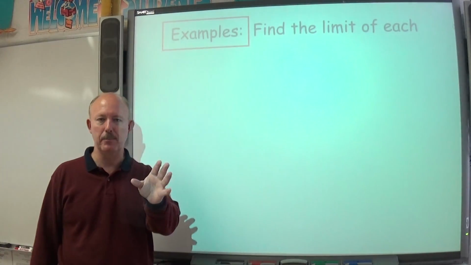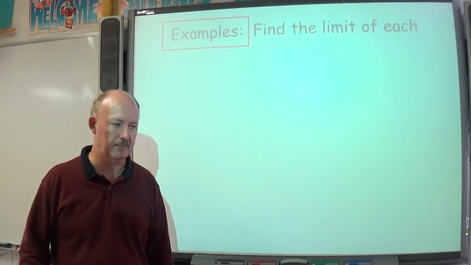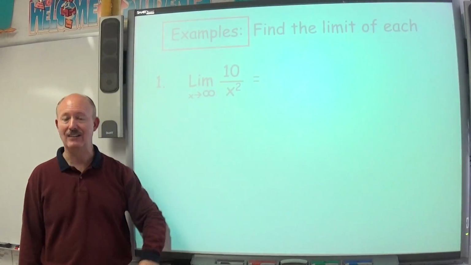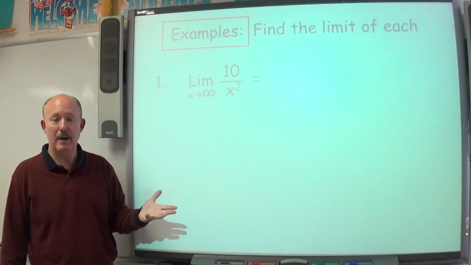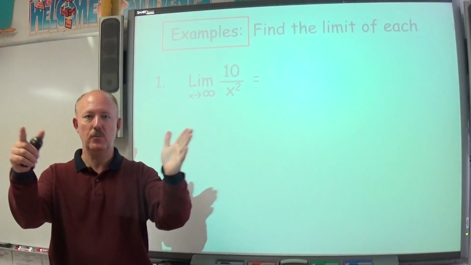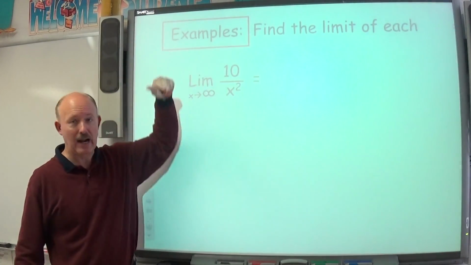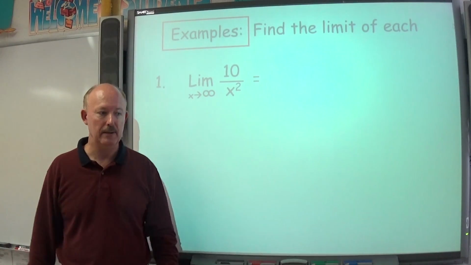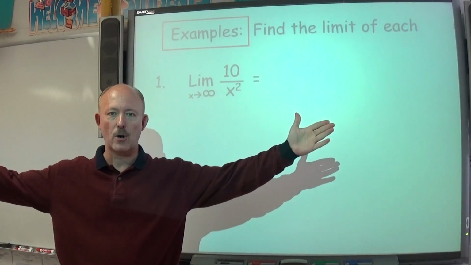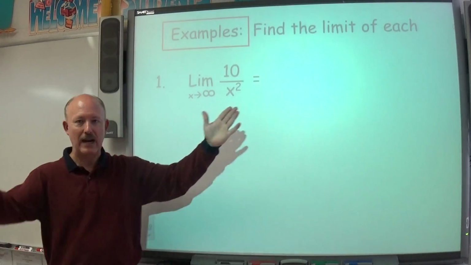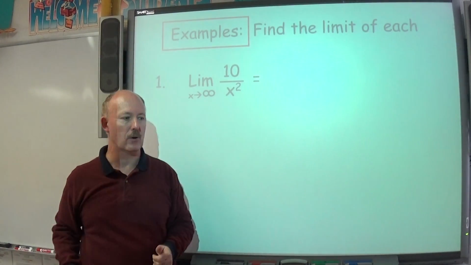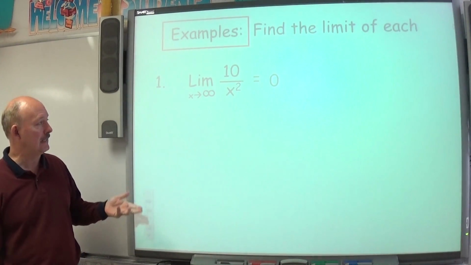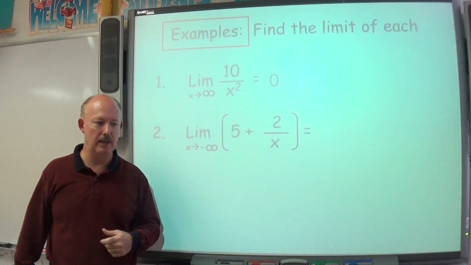Some of the more complicated examples we're going to save for the next video. But look at this first little example. What about the limit as x approaches infinity of 10 over x squared? Think about it. The bottom of the fraction is increasing without bound. The top of the fraction is not increasing. As x approaches infinity, 10 is still 10. But the bottom of the fraction is getting larger and larger. It's increasing without bound. That means the fraction itself is getting smaller and smaller. So 0. Remember our theorem. So 0 as x approaches infinity. Same thing would be true for negative infinity. Okay, what about this expression right here?